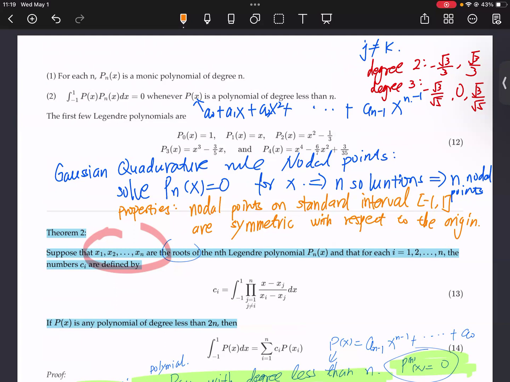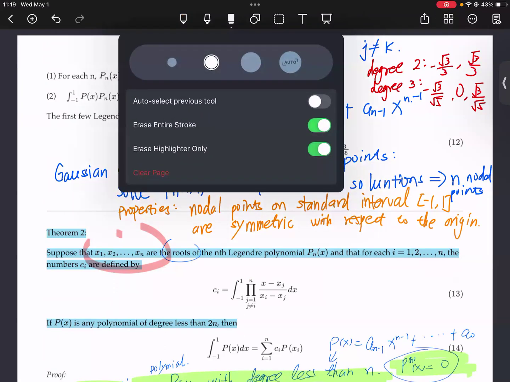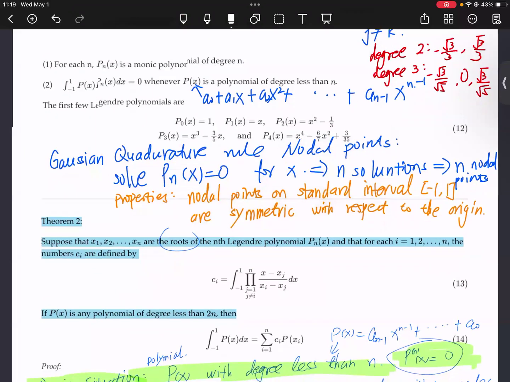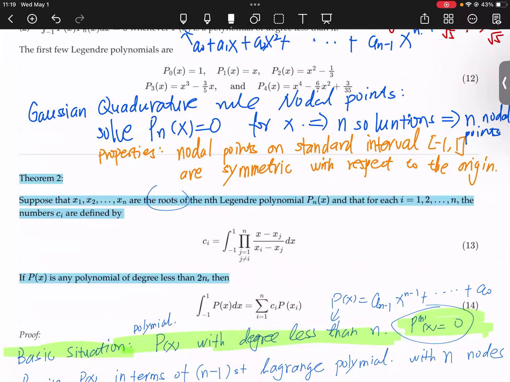So go back to these a_i coefficients. First, let's take a look at what we have here. This is the theorem we want to mention. It is very important for the Gaussian quadrature rule, but I'm not going to show you the proof in this class.